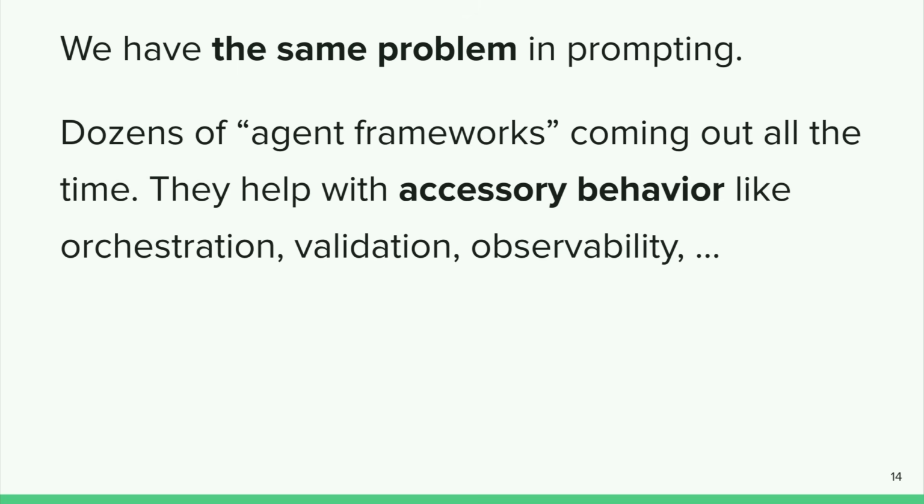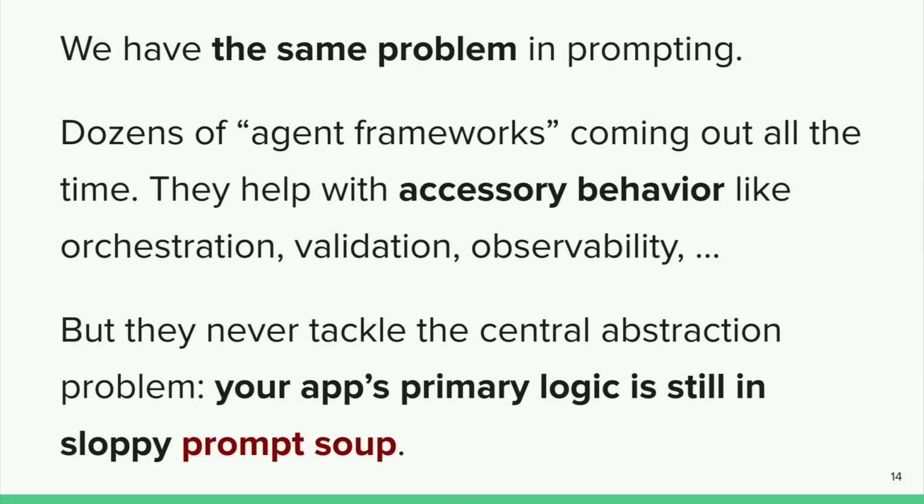So I think we have the same problem in prompting. Dozens of agent frameworks, I don't know why there's so many, coming out all the time. Some of them are actually helping with accessory behavior, like orchestration, validation, observability. Great stuff, actually important, almost non-negotiable perhaps. But the problem is they never tackle the central abstraction problem we've been talking about, which is that when you use any of them, your app's primary logic is still in sloppy prompt soup. And I don't understand why this is not a problem that has been fixed at scale yet.